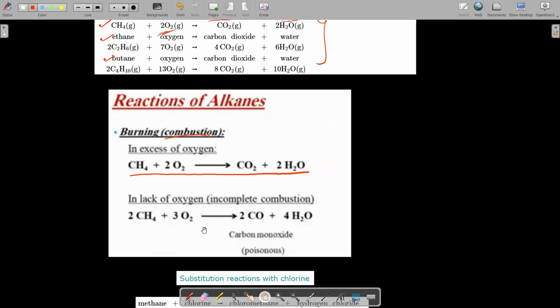However, if the air supply is limited, it is called incomplete combustion. When there is excess oxygen, it's called combustion. If there is a limit in the supply of oxygen, then it is incomplete combustion. Then the poisonous gas carbon monoxide is produced. Carbon monoxide is a product of incomplete combustion of the hydrocarbon. This is a very, very poisonous gas.